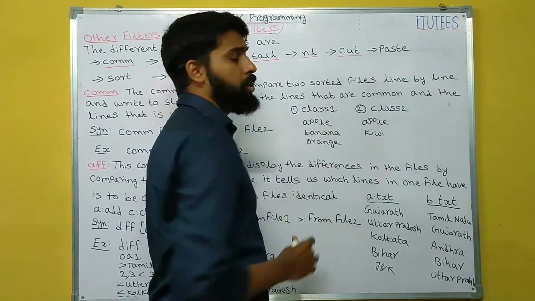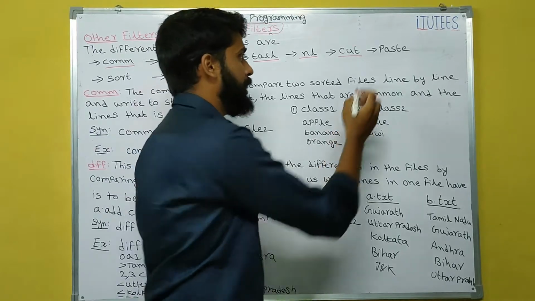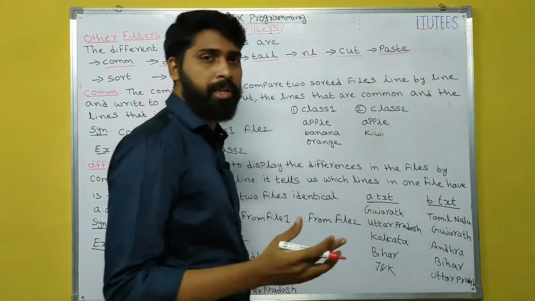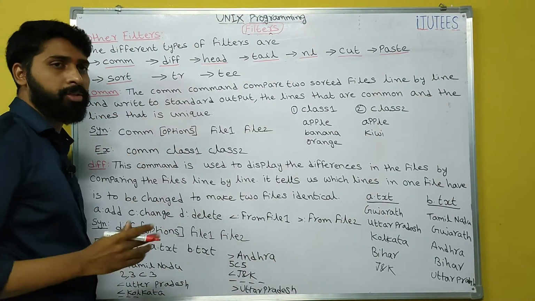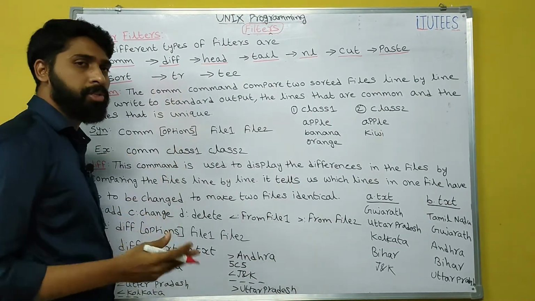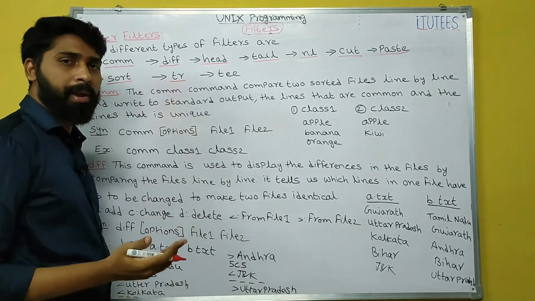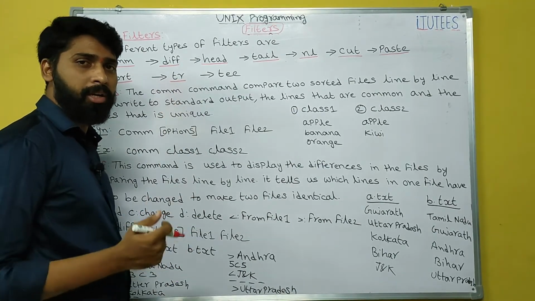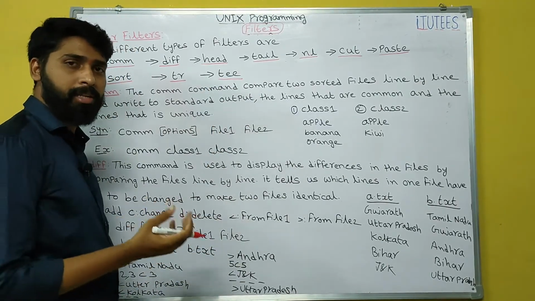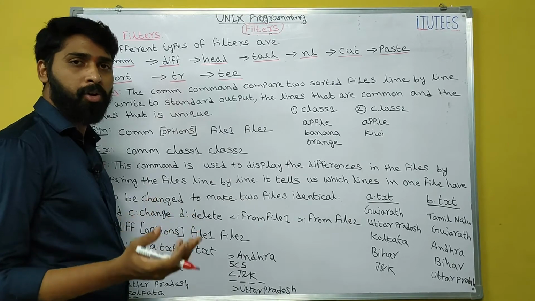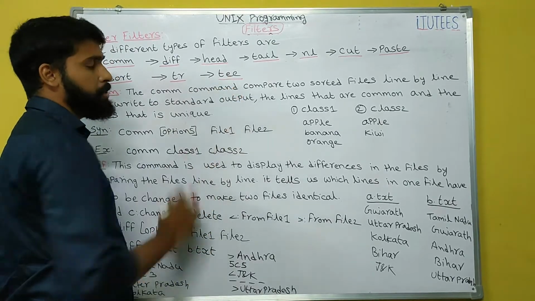cut, to extract the fields or columns from a file. paste, to paste some lines from one file into another. sort, to sort the lines based on alphabetical order or numbers. The tr command is used to translate or delete. The tee command is a bi-directional command. It takes the input and displays the output in standard output and also onto the files. That's why it is called bi-directional.